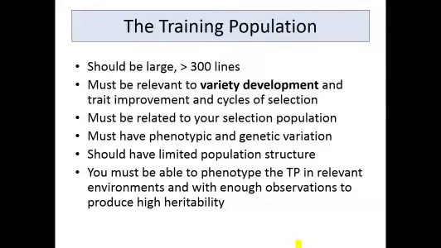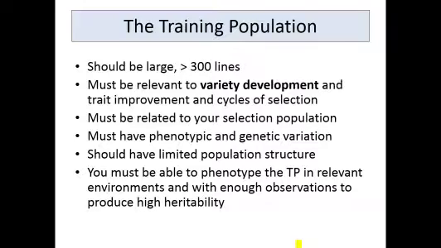The training population, first of all, should be fairly large, maybe over 300 lines, and that depends on your trait and the structure of the population, how related the individuals are. We'll talk about some of that in a little bit. Your training population really should be relevant to variety development. Again, I look at genomic selection as a breeding tool, not so much a genetics tool or a basic research tool, but as something that is for variety development. So you need to have a training population that is relevant to developing new varieties.